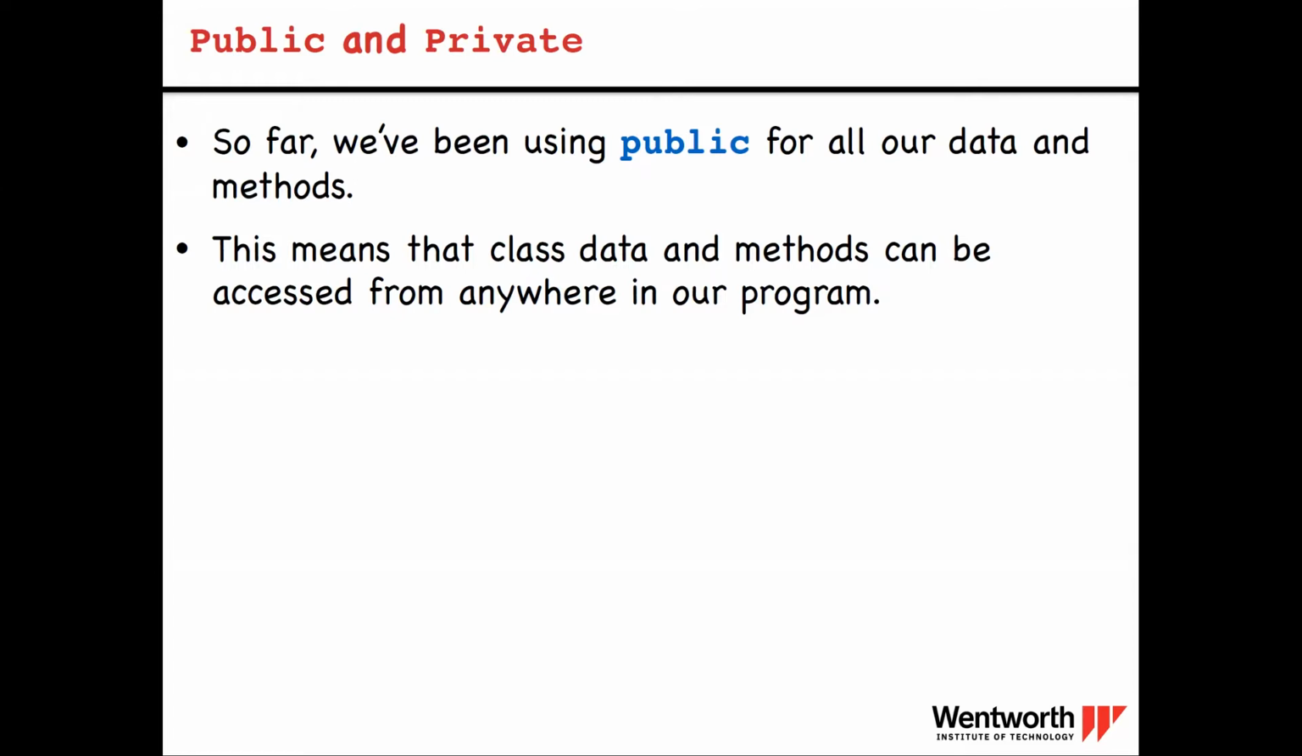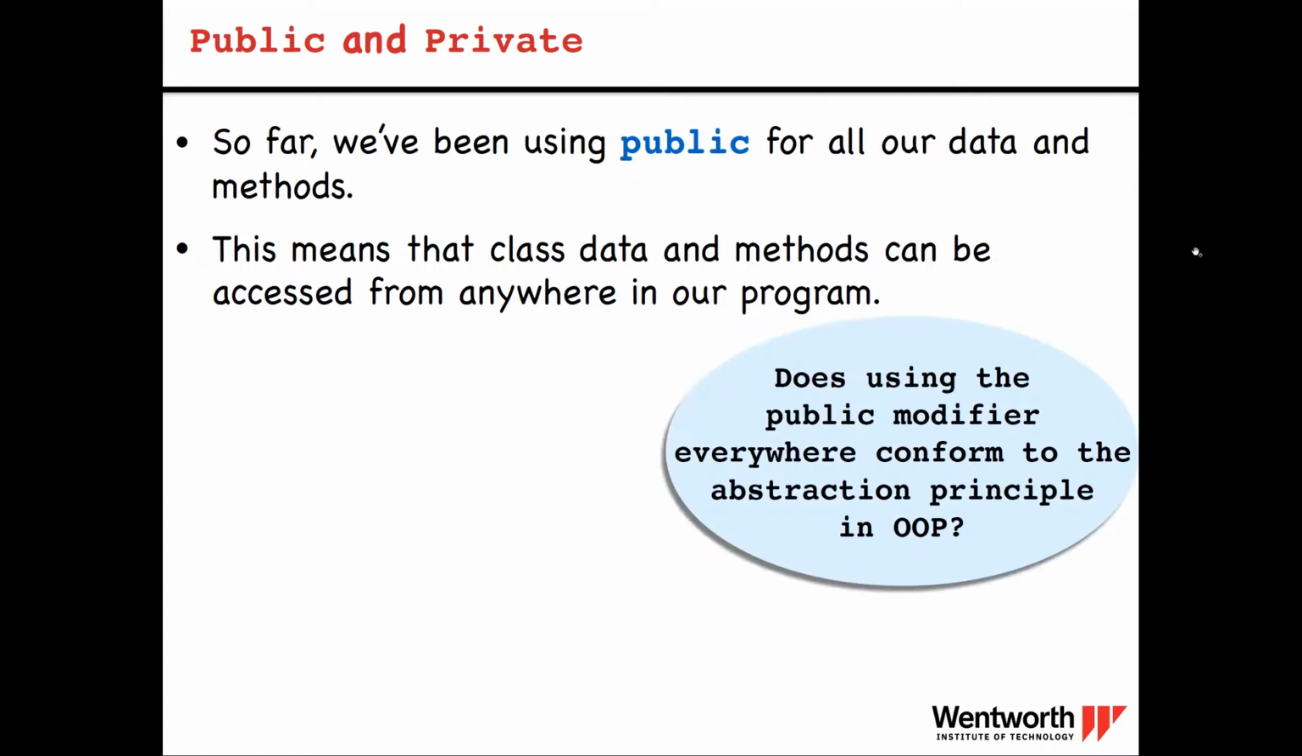We've been using sort of that for all of our data and methods. This essentially means that our data and our methods can be accessed from anywhere within our program. For package private, as long as we're in the same package, which we haven't defined any packages, so essentially we are, it's effectively public in that sense. So we've allowed everything in our class to be accessed from the outside, at least from the other code that we're writing. But think back to the principles that we talked about last time.